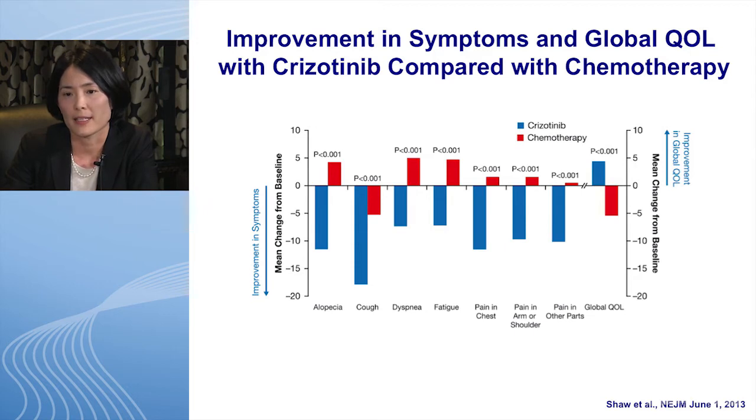But I did want to highlight another endpoint, a secondary endpoint, which was patient-reported outcomes. And I think this is one of the more important aspects of this study, because for the first time here we're looking at patients' symptoms as well as what they reported for quality of life. And so this is a summary of that data showing that those patients who received crizotinib reported a significant improvement in disease-related symptoms, as well as in global quality of life, compared to those patients who had received chemotherapy.